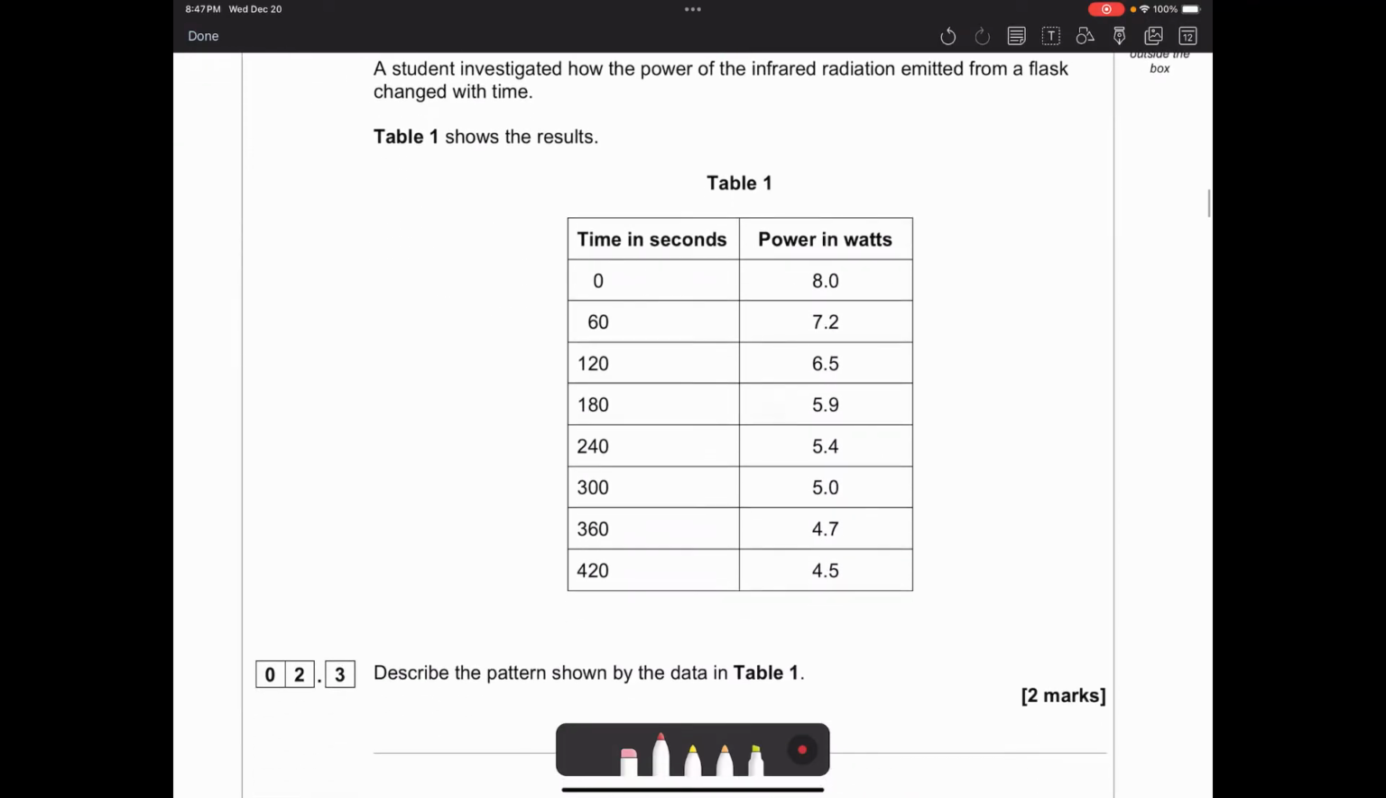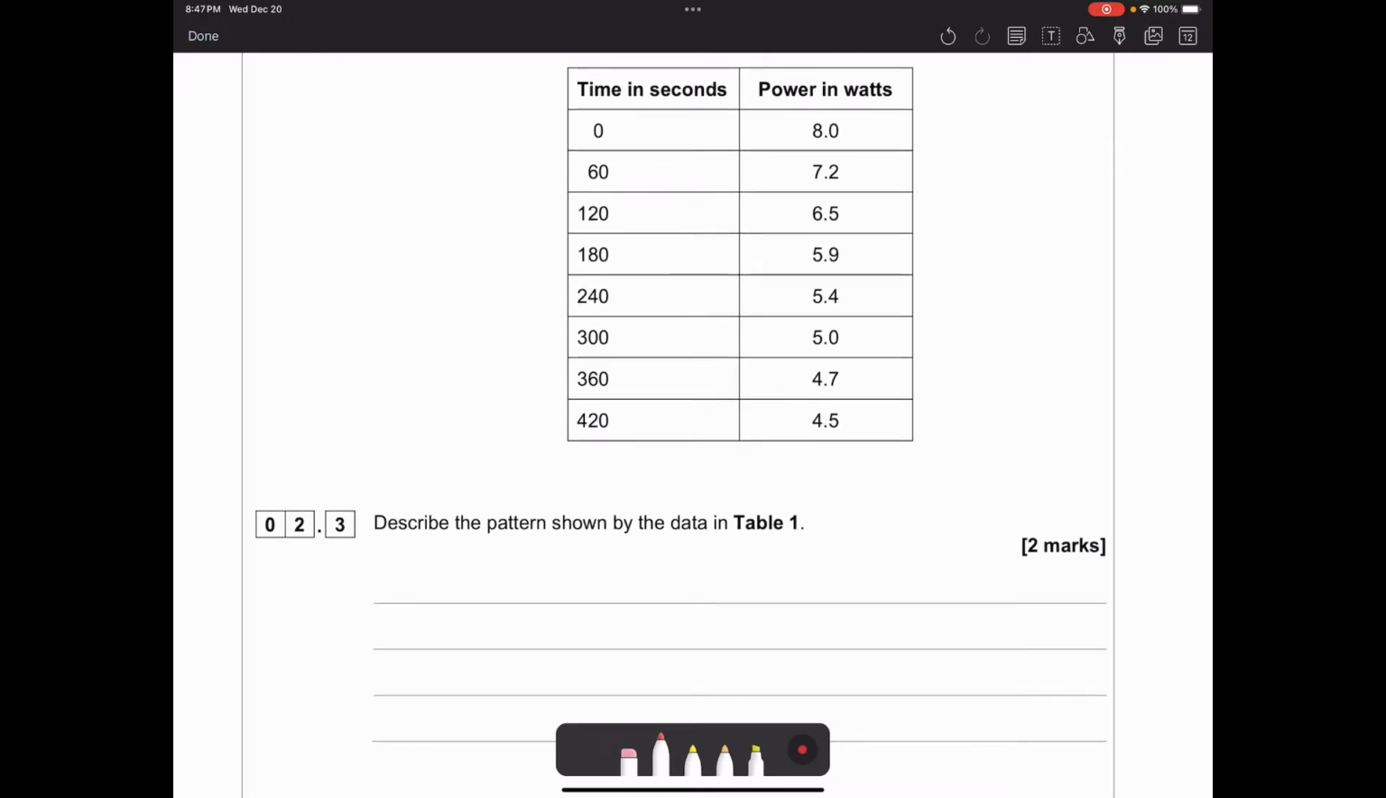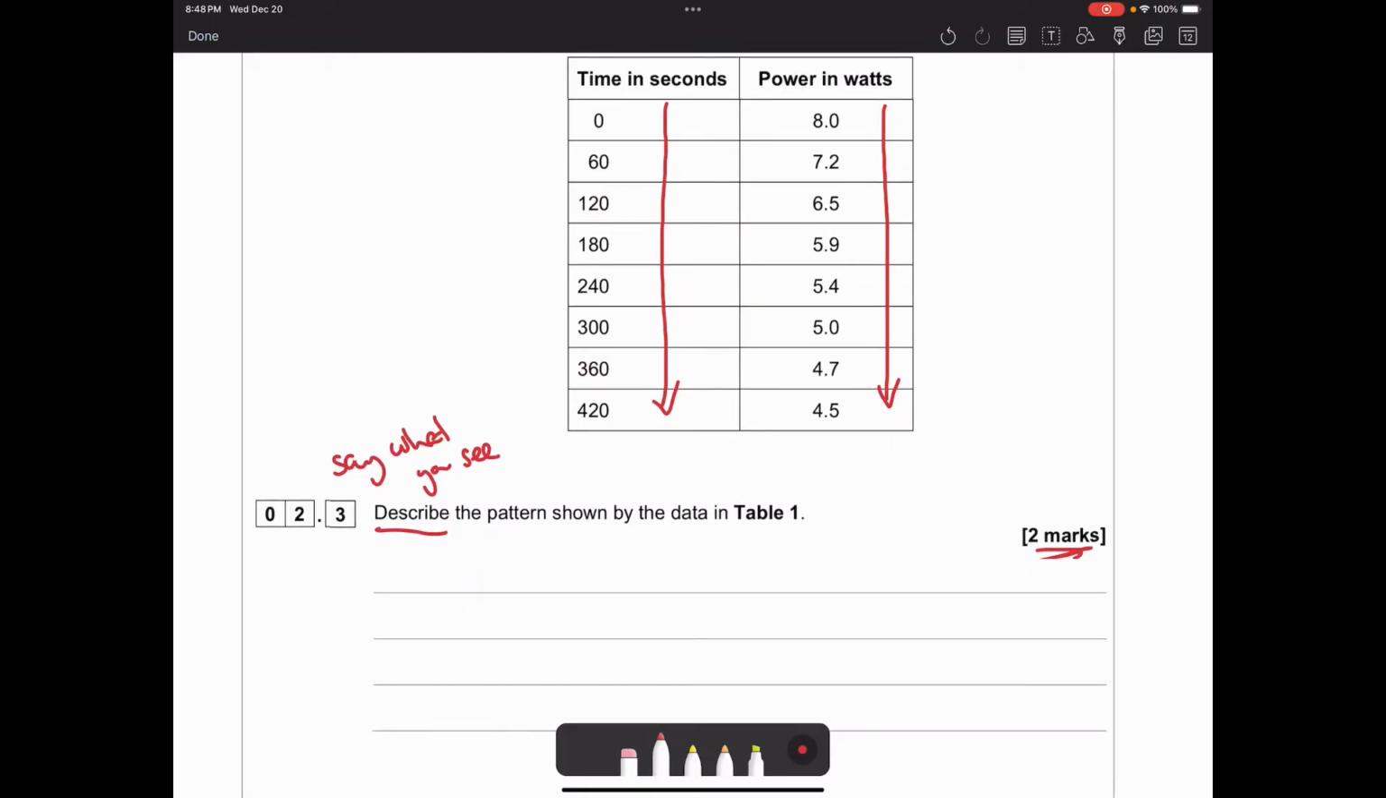It then says, a student investigated how the power of the infrared radiation emitted from a flask changed with time. And it says, describe the pattern shown by the data in table 1. And you've got 2 marks here. So remember, describe just means say what you see. So, as time is going on, what is happening to the power? Well, start off with the obvious mark. As the time goes on, the power is decreasing.